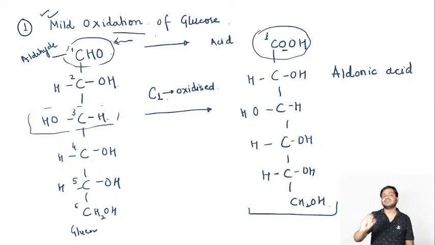Under mild oxidation of glucose at carbon 1, where the functional group is oxidized, this aldehyde will lead to the formation of acid, and that is called the aldonic acid. Aldonic acid is commonly known as gluconic acid.